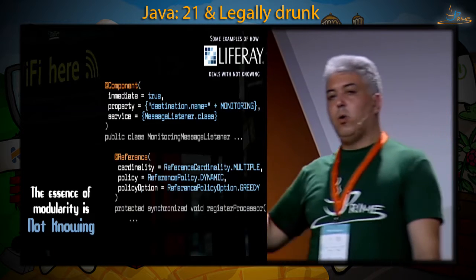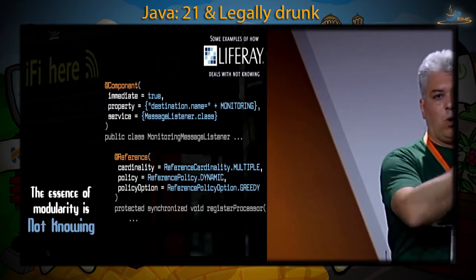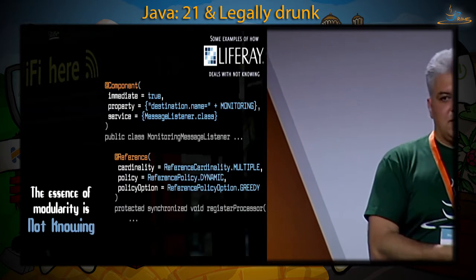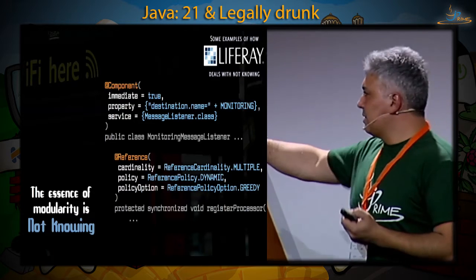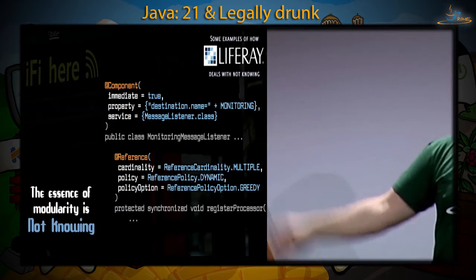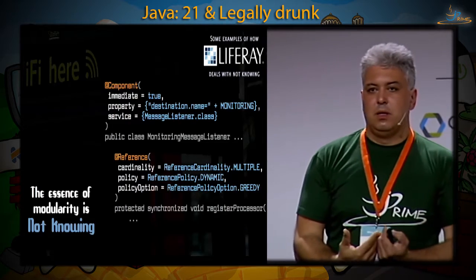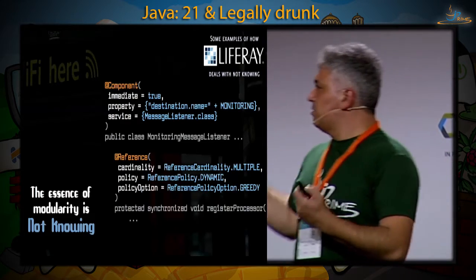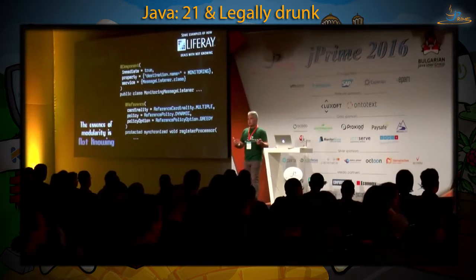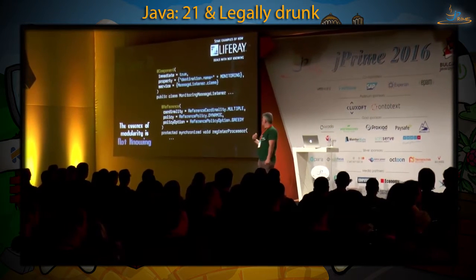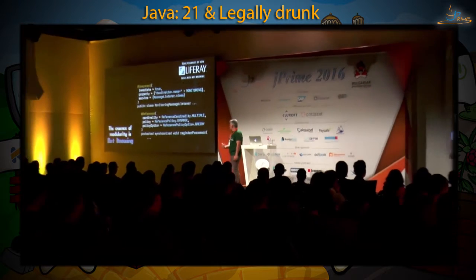Okay, so this is how we actually deal with not knowing. We don't know what service will be there, at what time it will disappear, what version of that service will be there. But the code is flexible. The code allows you to adjust to whatever happens at runtime. And there is no other Java technology at the moment out there which allows you to do this. So that's why we chose OSGi.